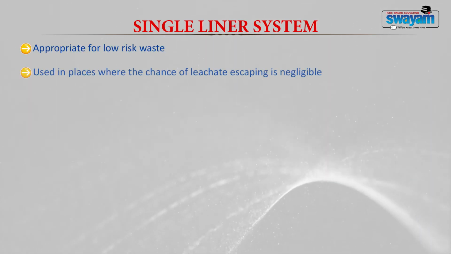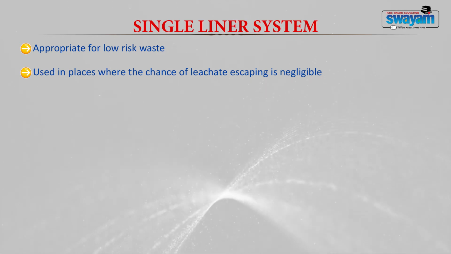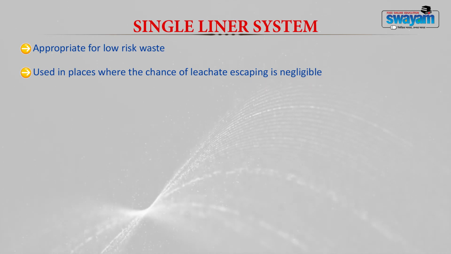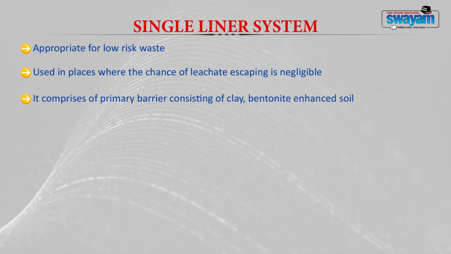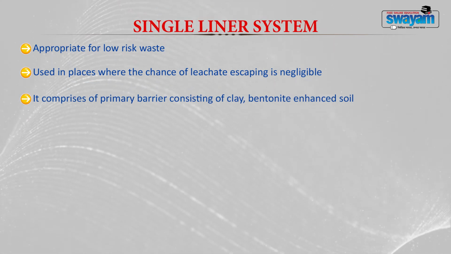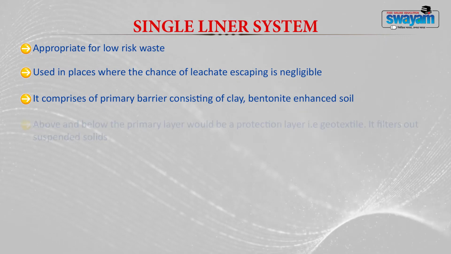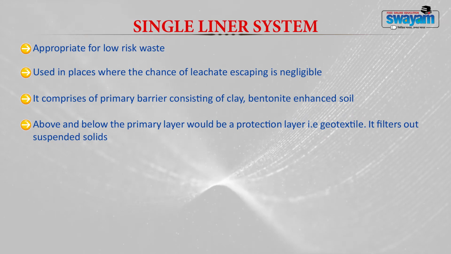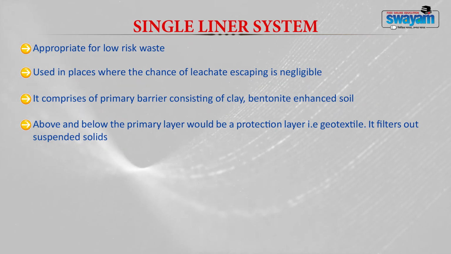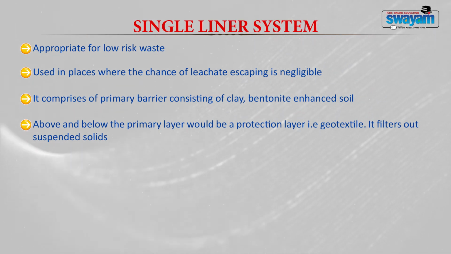The single liner systems are preferred for low risk waste. They are used in places where the chances of leachate escaping are very negligible. It comprises a primary barrier which consists of clay and bentonite enhanced soil. Now, above and below the primary layer would be the protection layer which is made up of geotextile, and geotextile filters out the suspended solids.